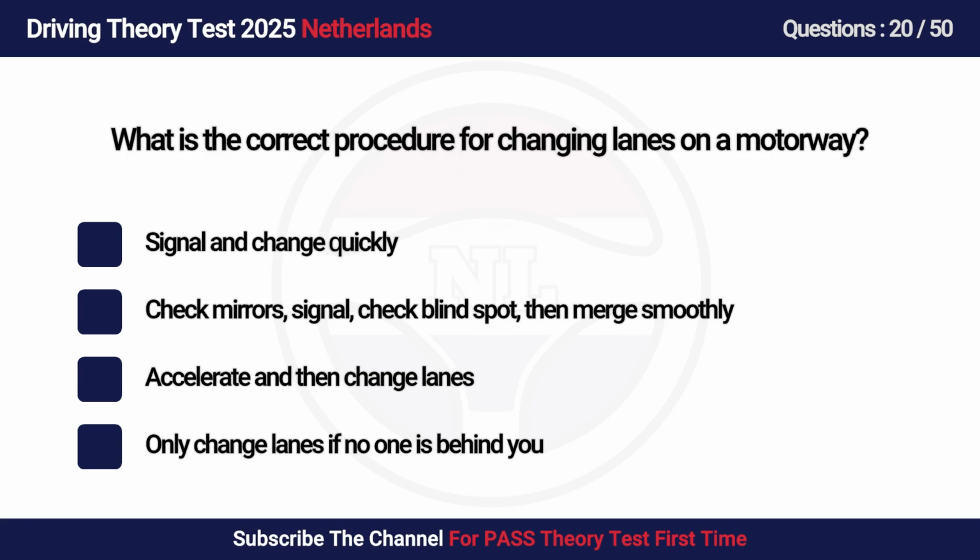A. Signal and change quickly. B. Check mirrors, signal, check blind spot, then merge smoothly. C. Accelerate and then change lanes. D. Only change lanes if no one is behind you. Answer is B. Check mirrors, signal, check blind spot, then merge smoothly.